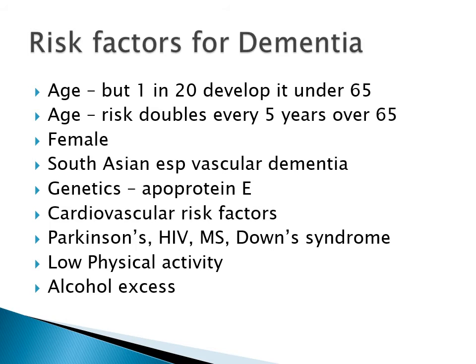Being a woman increases the risk. South Asian population is especially at risk, particularly for vascular dementia. A certain type of apolipoprotein E, that is epsilon 4, is seen to be associated with Alzheimer's. Cardiovascular risk factors like obesity, lack of exercise, and smoking can also increase the risk. Patients with Parkinson's, HIV, multiple sclerosis, and Down syndrome are more at risk. Patients with alcohol excess can develop dementia.